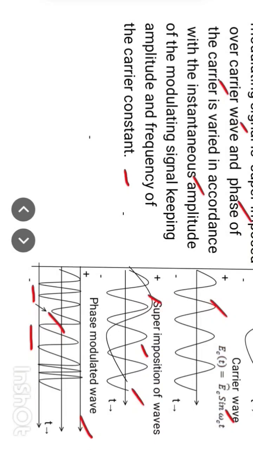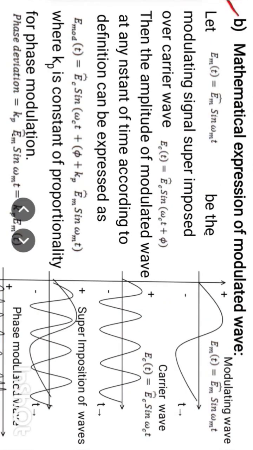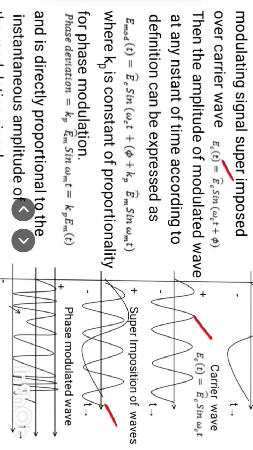Now B, mathematical expression of phase modulated wave. Let Em(t) = Em max sin omega m t be the modulating signal which is superimposed over carrier wave Ec(t) = Ec max sin (omega c t plus phi), where phi is the phase of the carrier. Here the two are superimposed over each other. This is the carrier wave and this is the modulating wave.